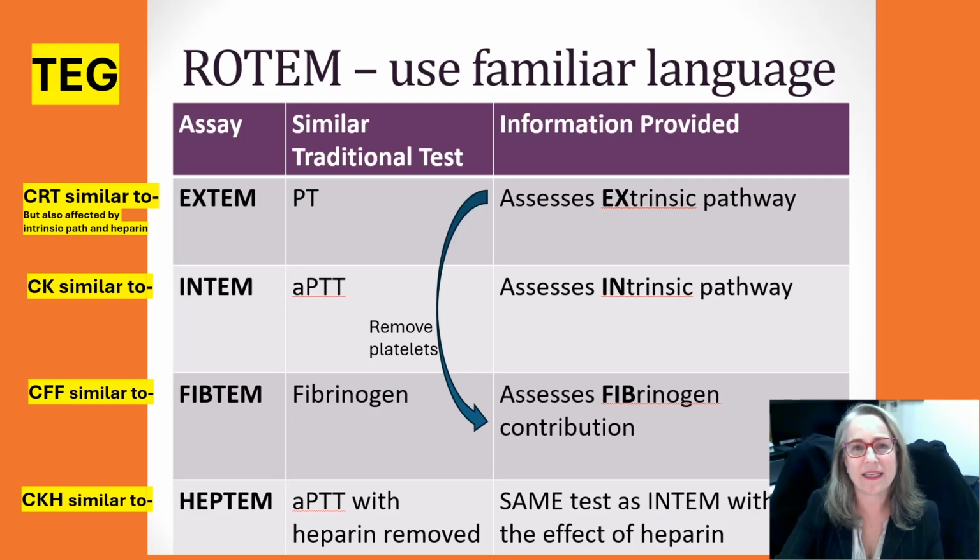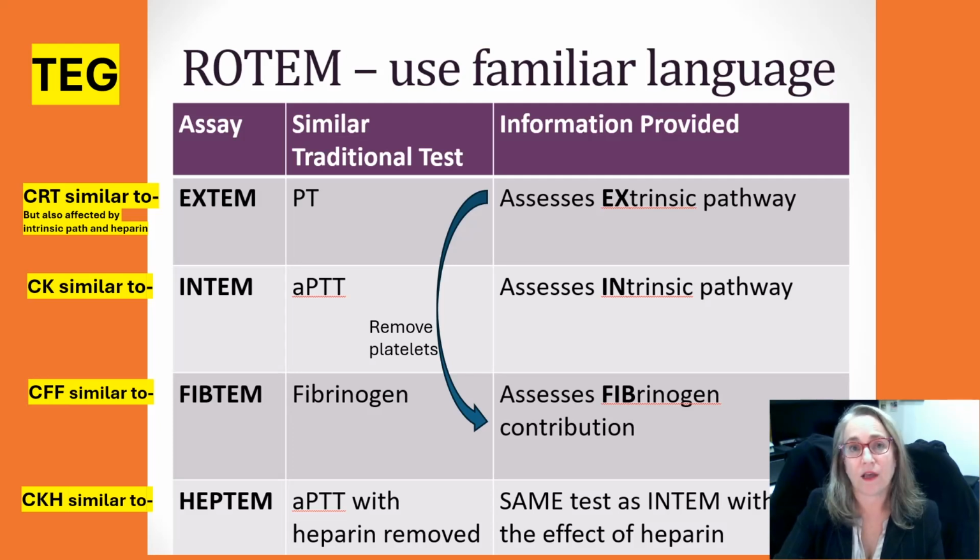It in fact also has some kaolin, and it does not remove the heparin, but it is the most similar, and it does have tissue factor. It looks at the extrinsic pathway. The second one on this list is the APTT. We all know what that is. It assesses the intrinsic pathway. So in viscoelastic language, that could be an INTEM, a temogram of the intrinsic pathway, or it could be a CK, a kaolin test in TEG.